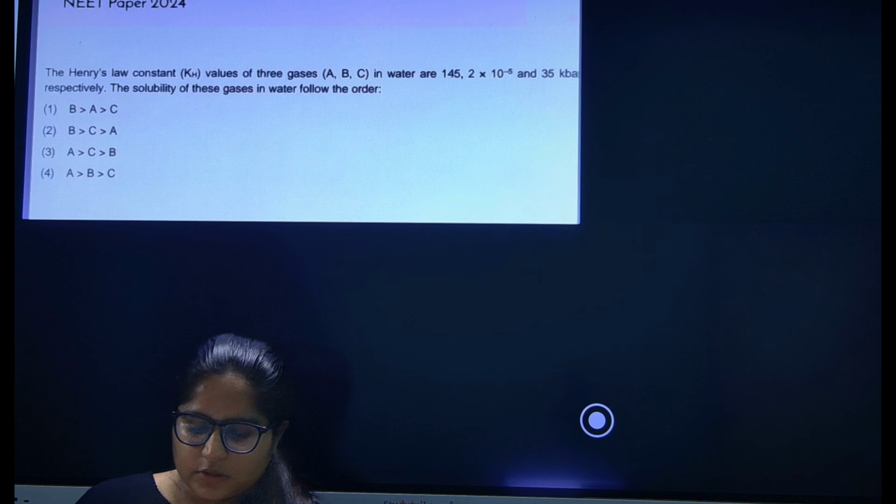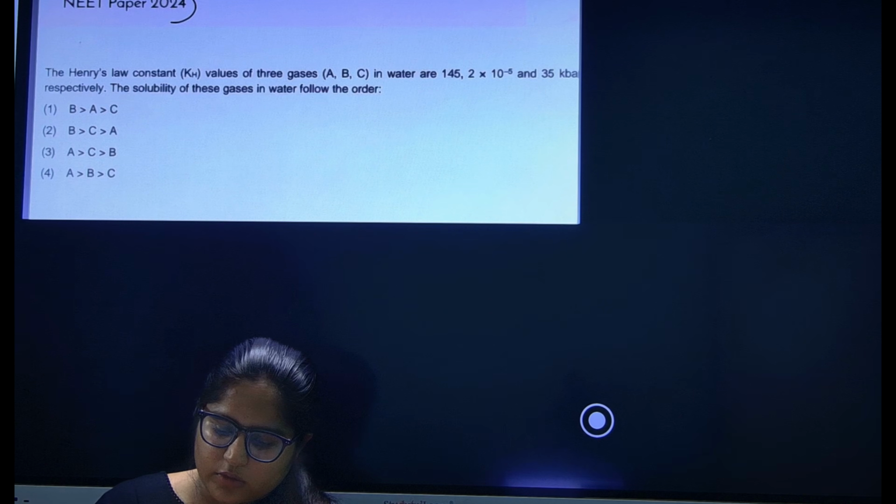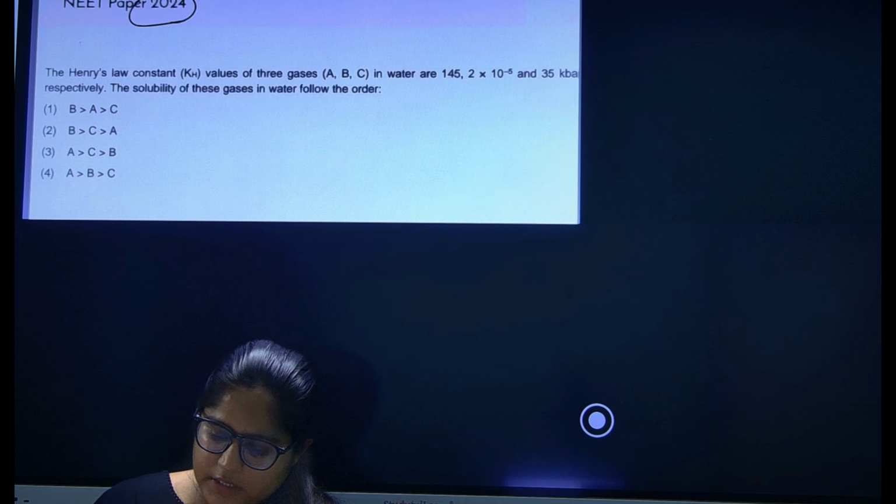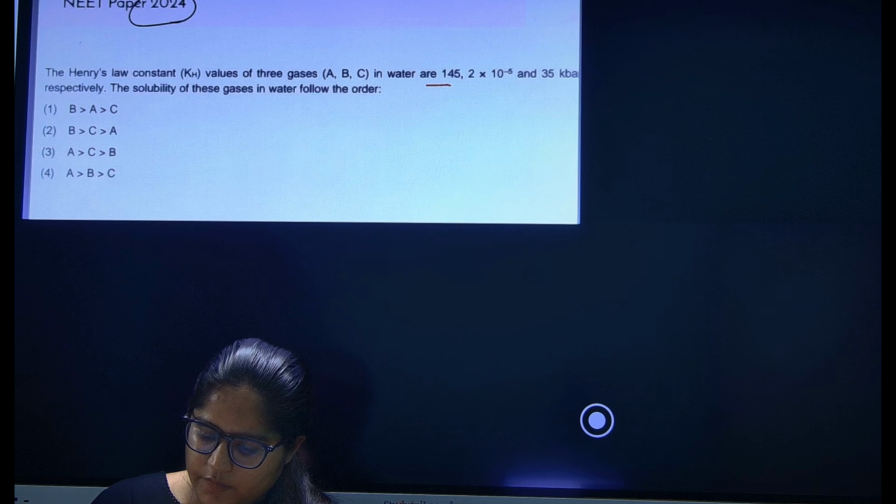Okay, now let us see the next question. This question they asked in the year 2024. Let us see what they have given. The Henry law constant Kh is given for A, B, C: 145, 2 into 10 to the power minus 5, 35.